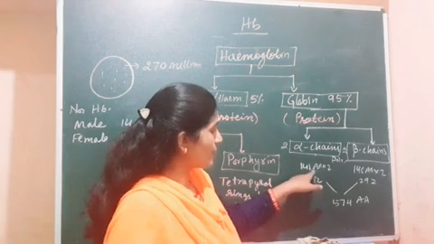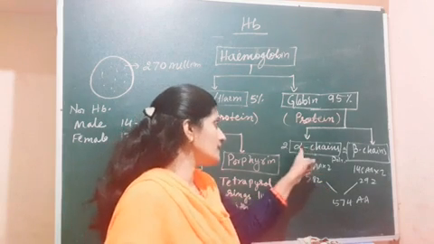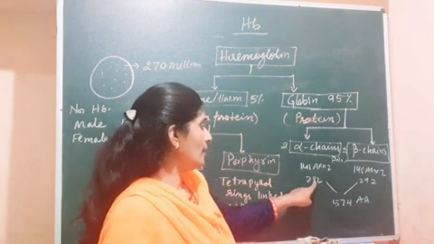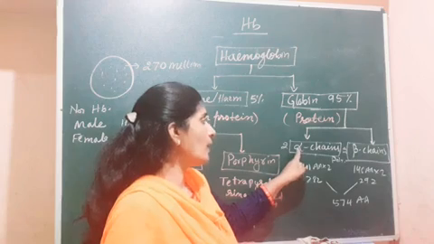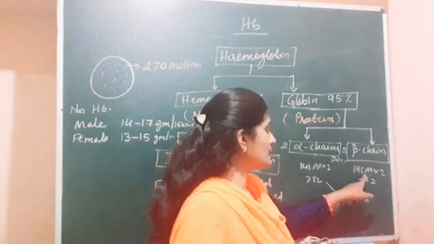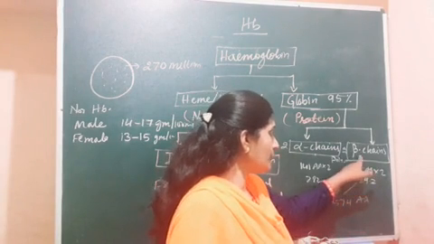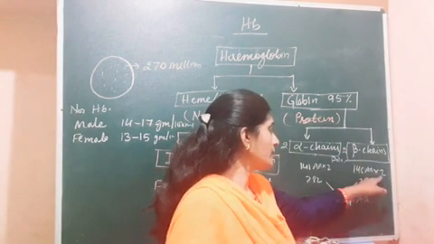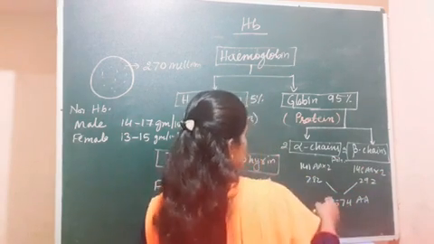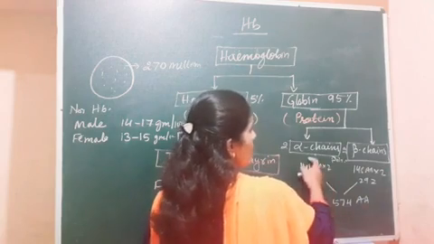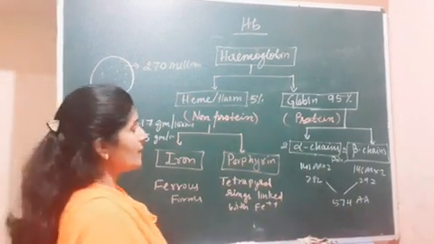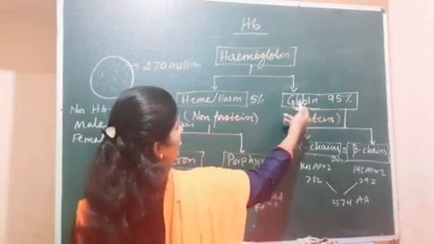Those are 141 amino acids in one chain. In two chains, if you multiply, 282 amino acids are present in the 2 alpha chains. And when you consider the beta chains, 146 amino acids are present in one beta, and in the 2 beta chains, 292 amino acids are present. Total together, 2 alpha and 2 beta, 574 amino acids are present in one globin.